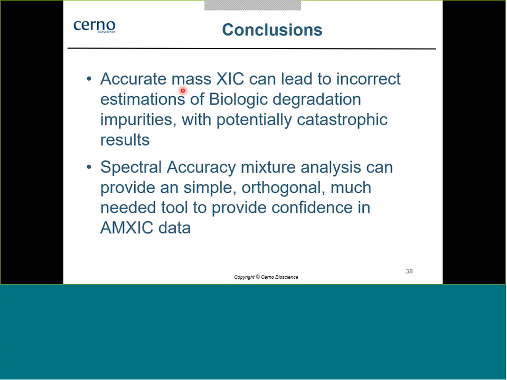That's the beauty of it. It's not like you have to run a separate test. You can base it off the data that you have already measured.